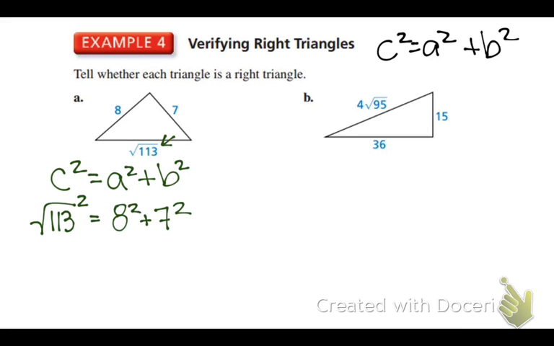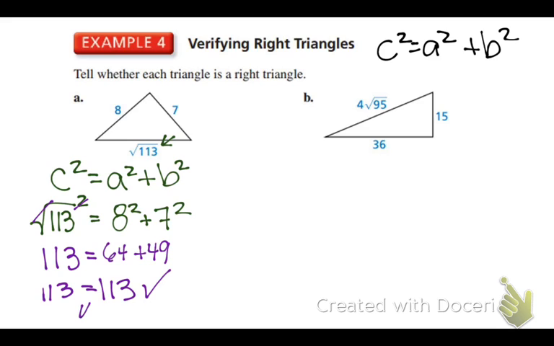Now you just solve. We said the square root and the square are opposites of each other, so when you square a square root, they cancel each other out. So this will become 113. If you don't believe me, you can plug it in your calculator. 8 squared is 64. 7 squared is 49. So what is 64 plus 49? 113.